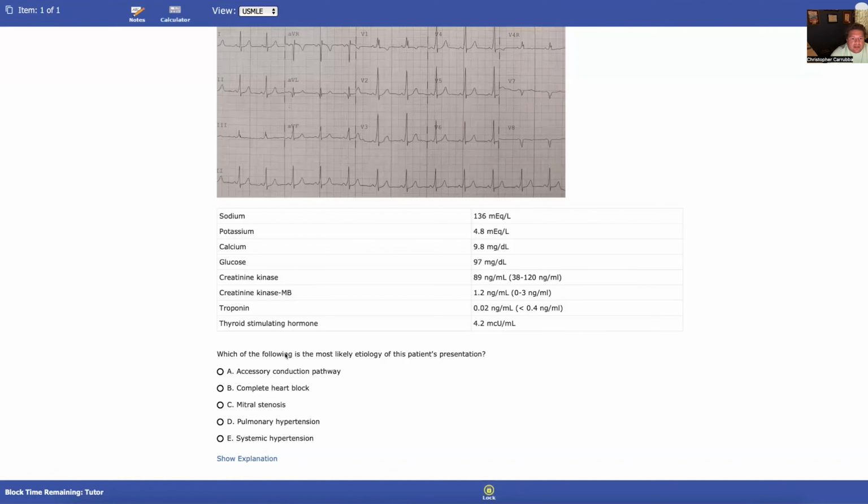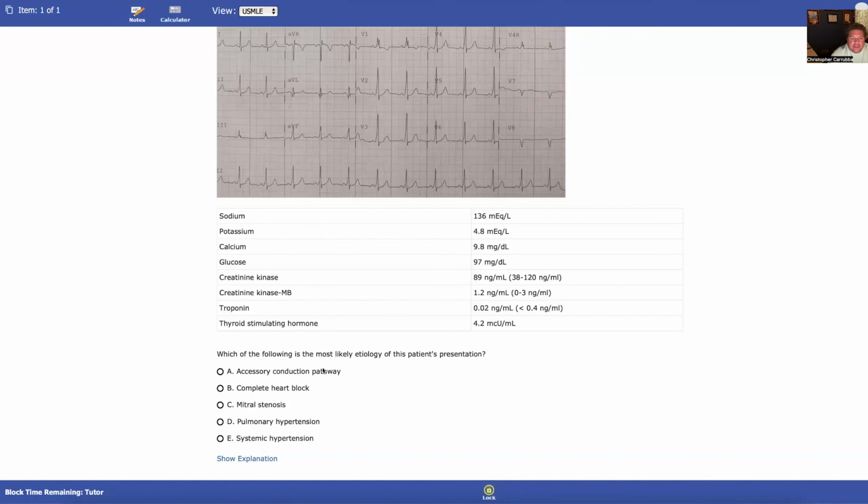So as always, I like to look down at the end of a question first, just to get a feel for where it's going. Looking at this, we know it's going to be cardiology. We also know that there's an EKG being shown to me here. So we know that's going to tie in as well.